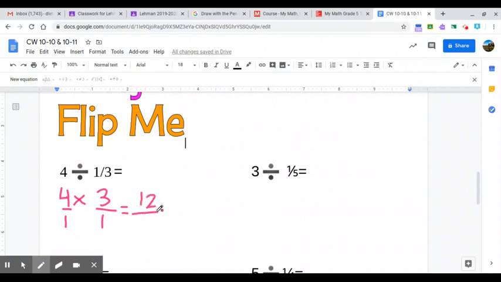And I can say that 1 times 1 is 1. So that's an improper fraction. Let's go ahead and simplify that. So 12 divided by 1 is 12.